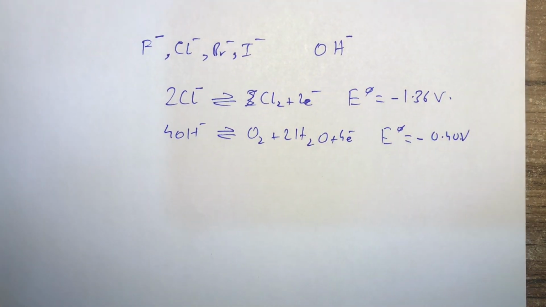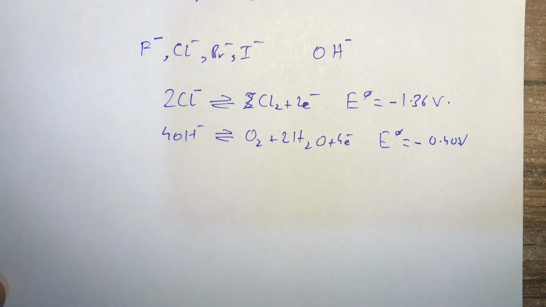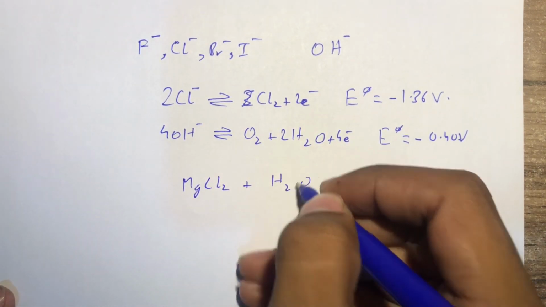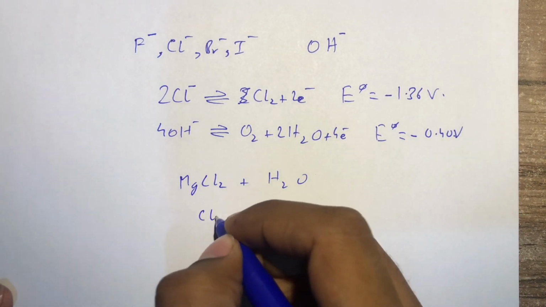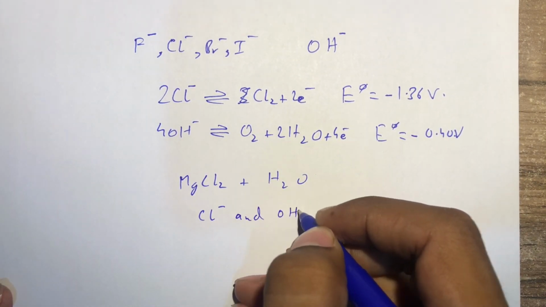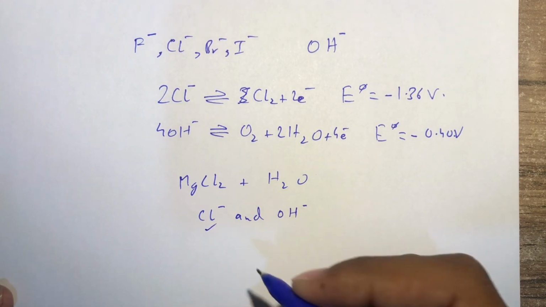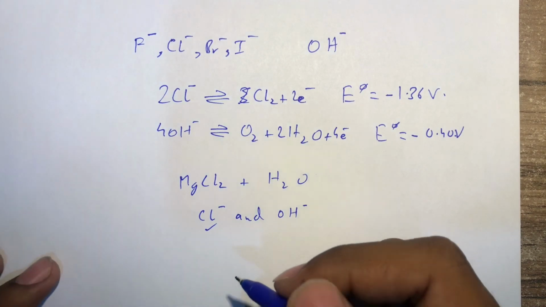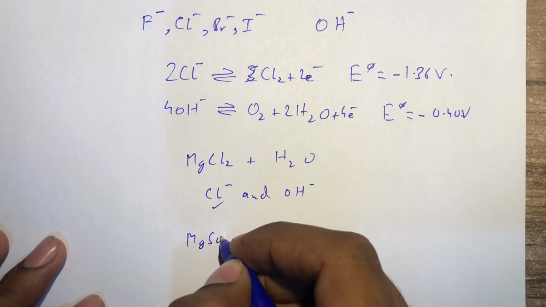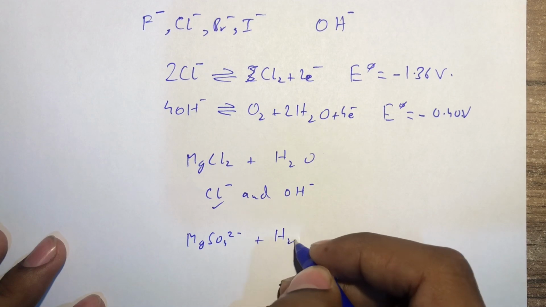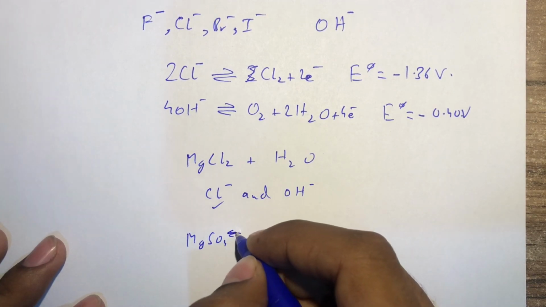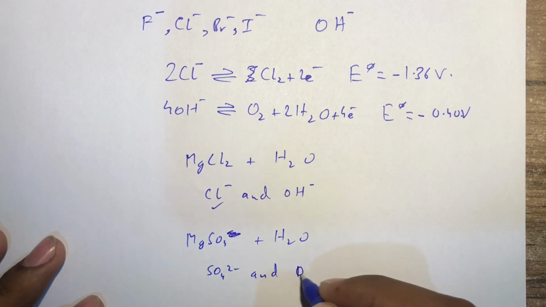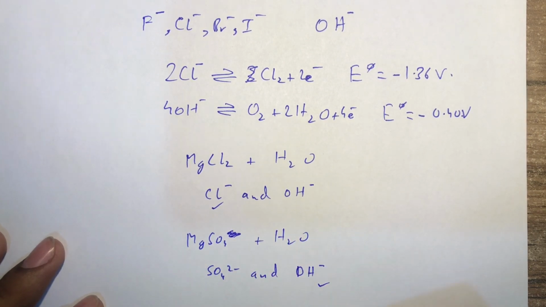Now for example, if we had MgCl2 plus water, the anions would be chloride and hydroxide. So over here chloride would discharge first. Then if we had, for example, magnesium sulfate and water, the anions are sulfate ion and hydroxide ion, so hydroxide will discharge first.